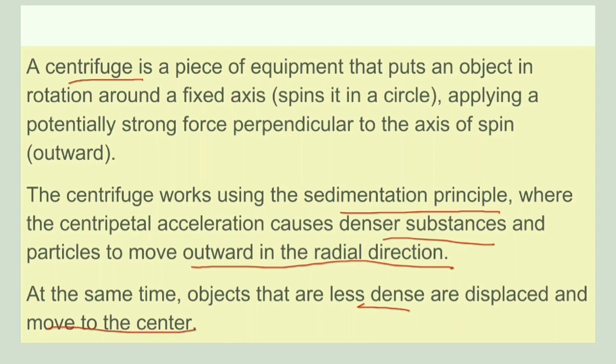So, what do the denser substances do? They move outward in the radial direction, and the less dense move towards the center. This is the basic principle of a centrifuge. It works on the sedimentation principle, where the denser substances move outward in the radial direction, while the less dense move towards the center.